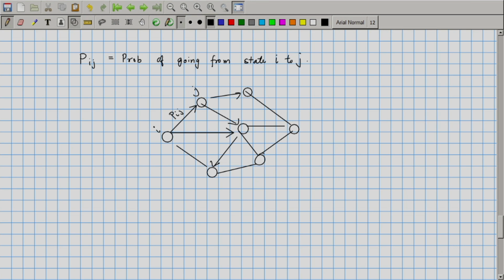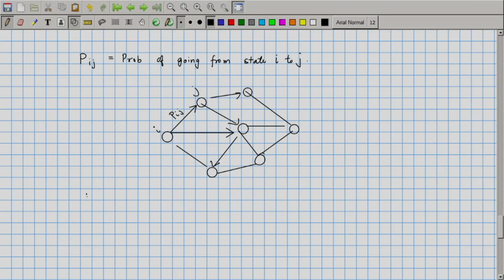Now, we could ask this question: suppose we choose a state at random and continue walking for some fixed number of steps, say 100 steps. We could be at a variety of places, we could be at any of the vertices in this graph after 100 steps. What are the probabilities that you are at some particular state?